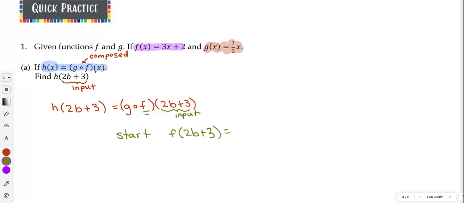So function f, 3x plus 2, evaluating functions, 3 times the input plus 2. Go ahead and do your distribution, combining like terms. 3 times 2, 6. B, I hate sixes and b's together. It just happened. I didn't notice that. Got to change that number. 3 times 3, 9. We got this plus 2. So we end up with 6b plus 11, right?